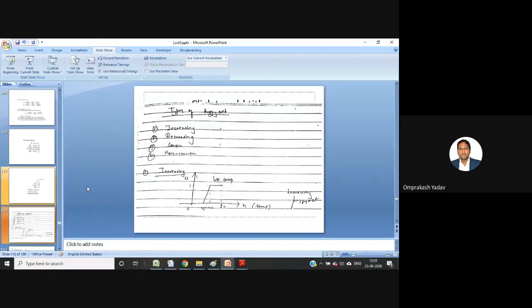Now write the next question. Explain different types of fuzzy sets. So this question, normally they ask for 5 or 10 marks. Explain different types of fuzzy sets. Important question.